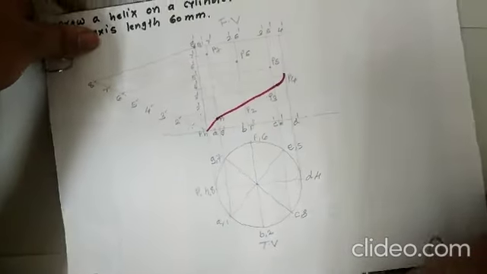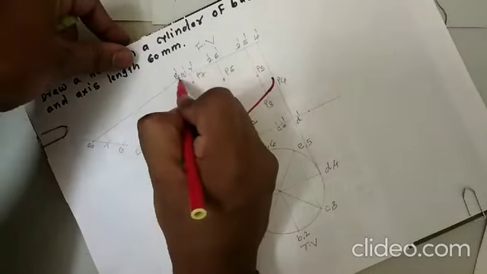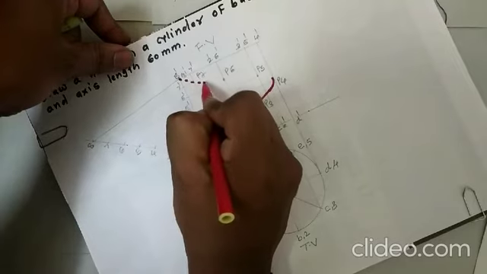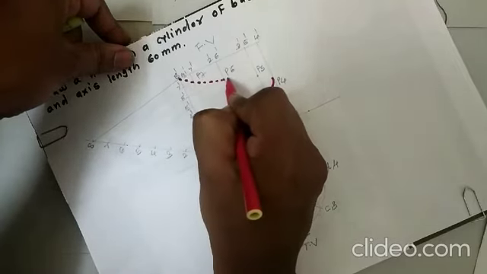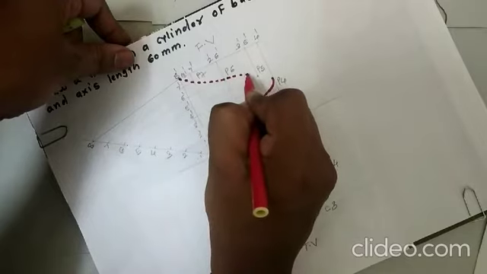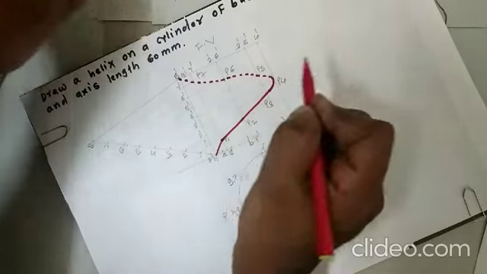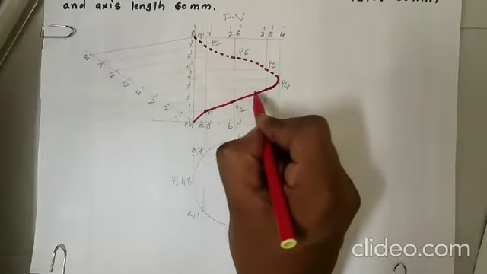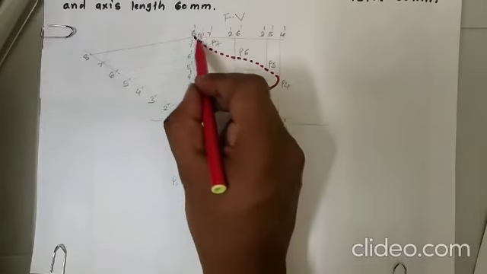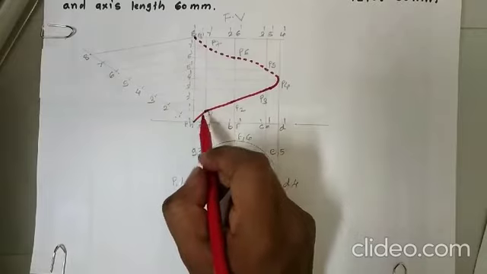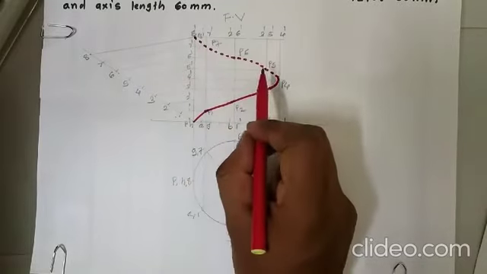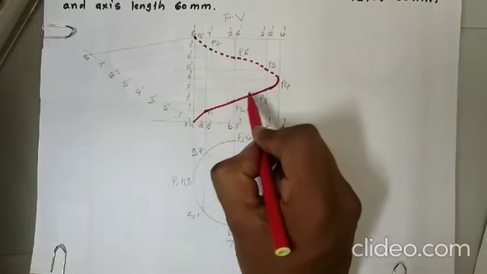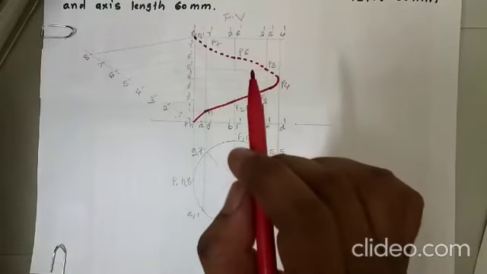I will tilt so that I can draw the smooth curve. Okay, so this is our required helix on cylinder. This red color line indicates the required helix on cylinder. You need to draw all lines light. Only this red color line should be dark, remaining all lines should be light.